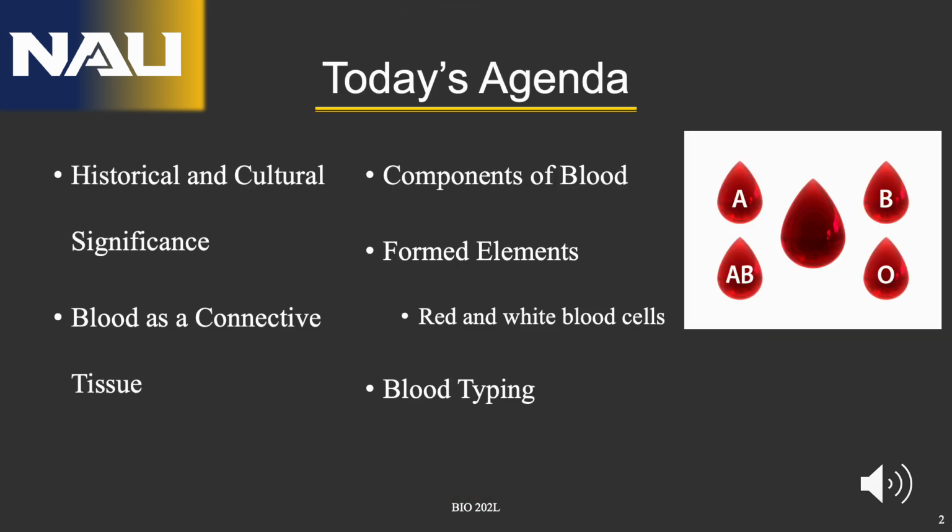In today's agenda, we'll be talking about the historical and cultural significance, blood as a connective tissue, the components of blood, which are formed elements, red and white blood cells with plasma, and then we'll talk about blood typing.